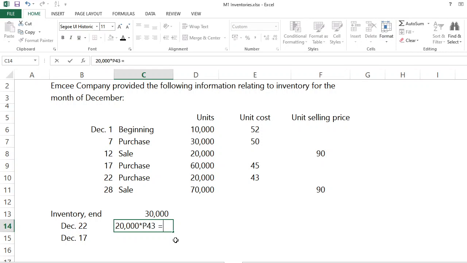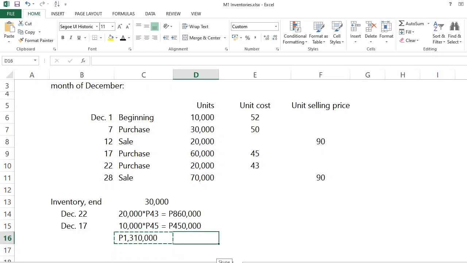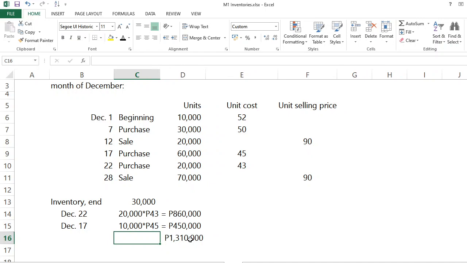And that is 20,000 times 43 na unit cost, and that is how much? 860,000. And your December 17, 10,000 na lang ang kulang. Times, how much? 45 pesos. And that is 450,000 if I'm not mistaken. Therefore, your total inventory end is 860 plus 450. That is 1.31 million. Total. Okay ba? Okay ba ta? Okay.